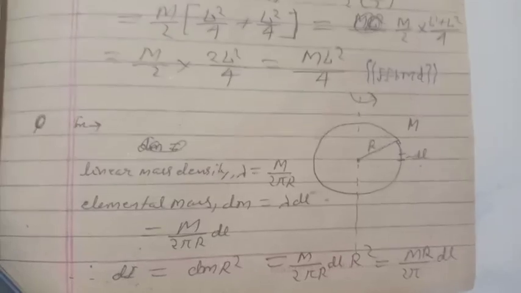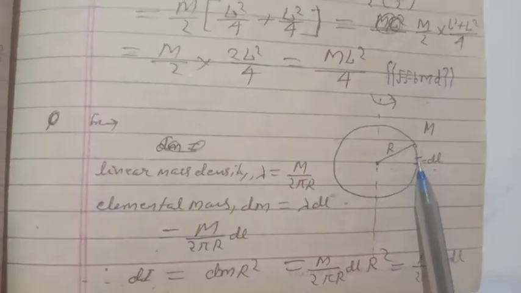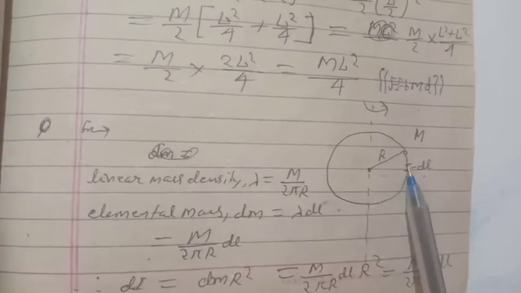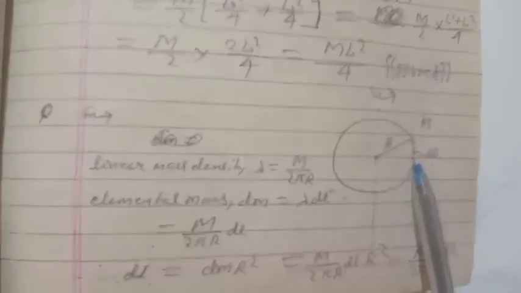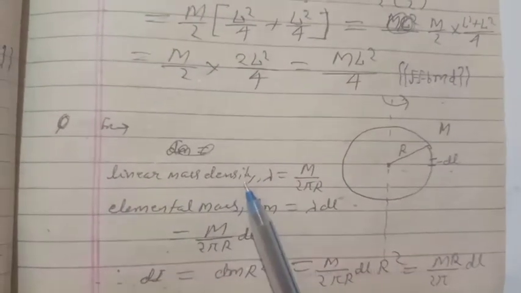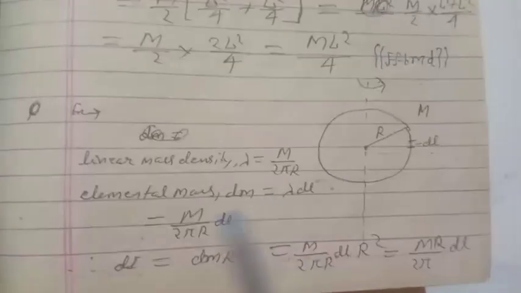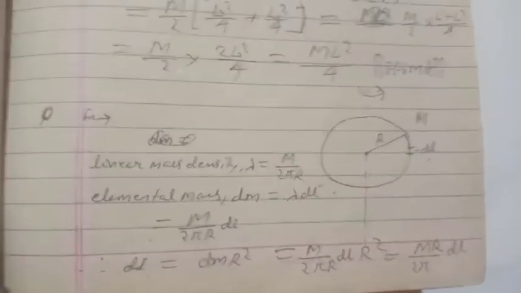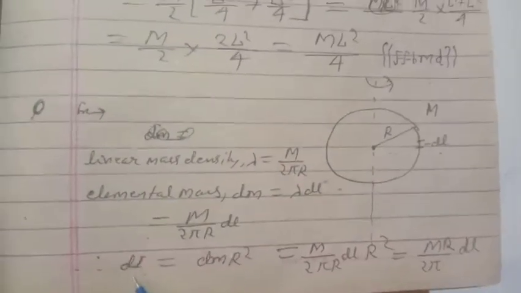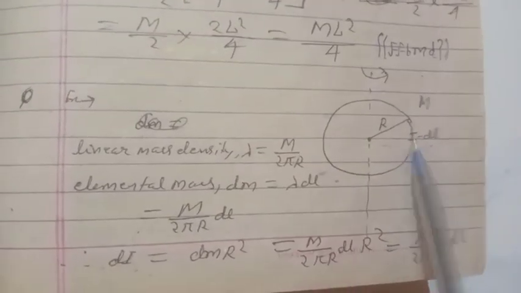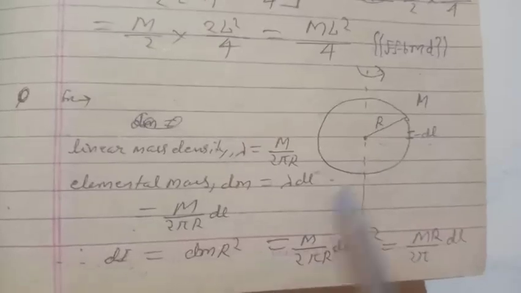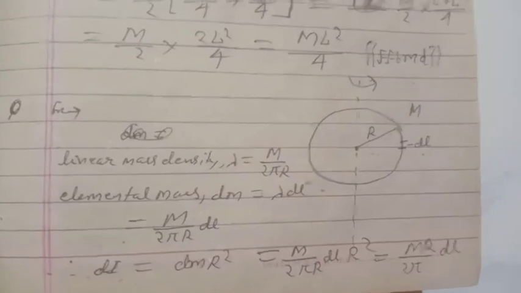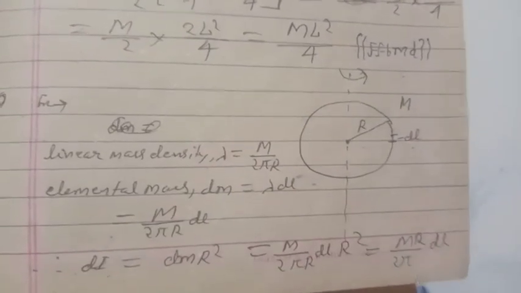To calculate its moment of inertia, consider an elementary length dl of mass dm. That is, this is a small length of the circumference part of the ring. The linear mass density will be given as lambda equals m by 2 pi r. Hence the elemental mass dm will be lambda into dl equals m by 2 pi r into dl. Hence the elementary moment of inertia, that is the moment of inertia of this part, dI equals dm into r square, because the distance is r from the rotating axis, equals m by 2 pi r dl into r square equals mr by 2 pi into dl.